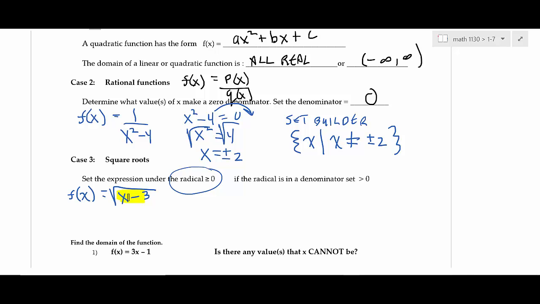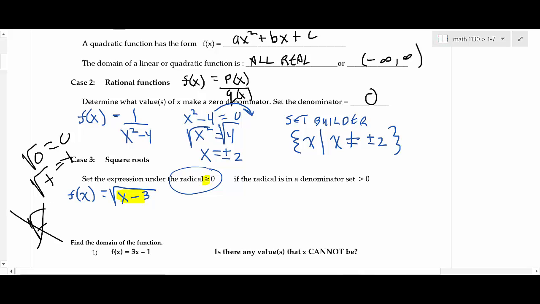The reason you do greater than or equal to 0 is because of this. The square root of 0 is cool, that's 0. The square root of a positive number is positive, that's cool. But what isn't cool is the square root of a negative number. So you say either 0 or bigger.